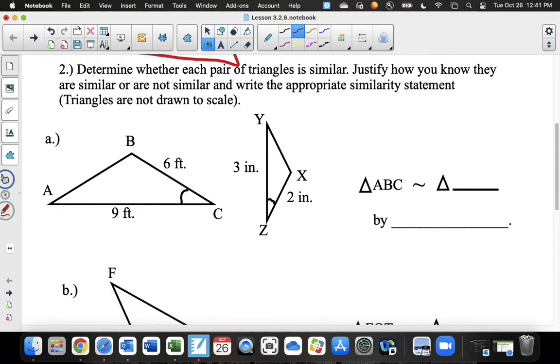So now, number 2. I asked you to determine if the triangles are similar first, and then justify how you know by writing the appropriate similarity statement. And then again, what I told you before is the by line, what I'm looking for is, was it because of angle? Was it side? What was the reasoning behind it? Okay, the justification. So let's actually start with that, because if they're not similar, then there's no reason to write a similarity statement. We don't need to do the first part if the second part isn't even true.